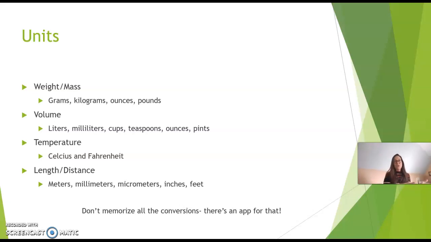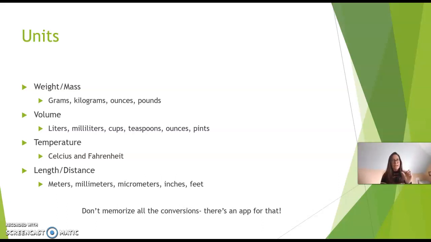So we have some metric measurements here. Grams and kilograms are metric. Ounces and pounds are using an English system. And sometimes you'll see things measured in grams and kilograms, sometimes ounces and pounds. And cannabis can be sold in grams and ounces. So it's important to get an understanding of how they relate to one another.